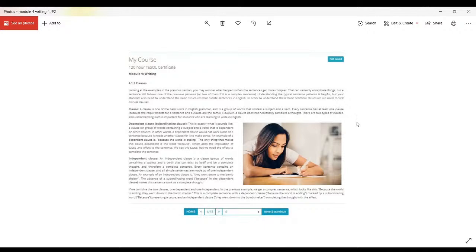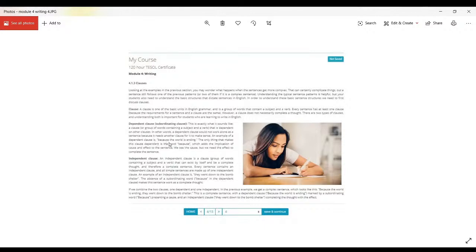There are two types of clauses, and understanding both is important for students who are learning to write English. So what are the two types of clauses? First is the dependent clause, or what we also call the subordinating clause. This is exactly what it sounds like: a clause or a group of words containing a subject and a verb that is dependent on another clause. In other words, it would not work alone as a sentence because it needs another clause to make sense, right? An example of a dependent clause is: because the world is ending.